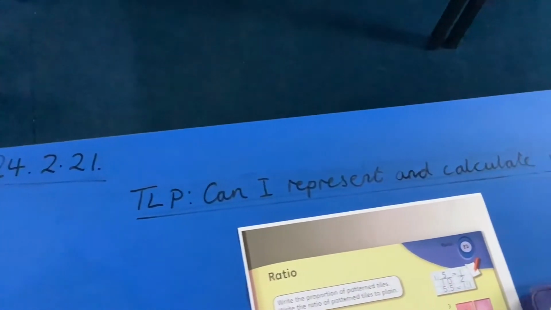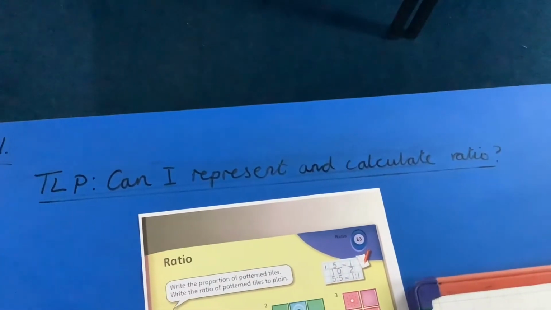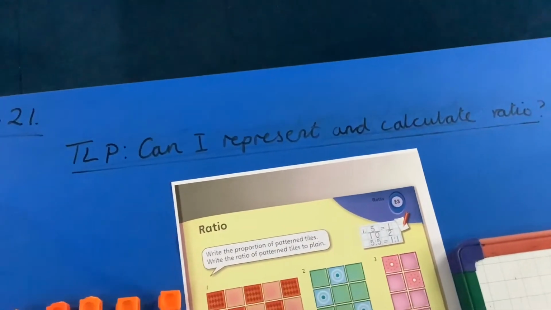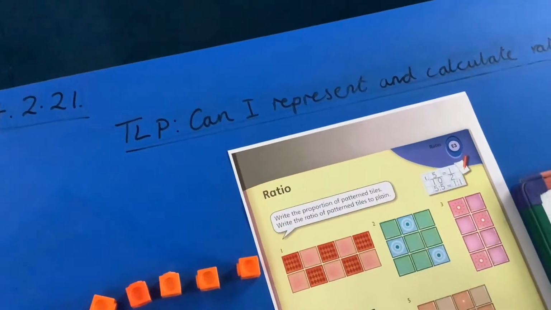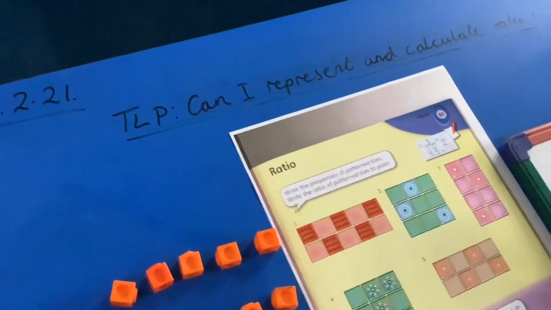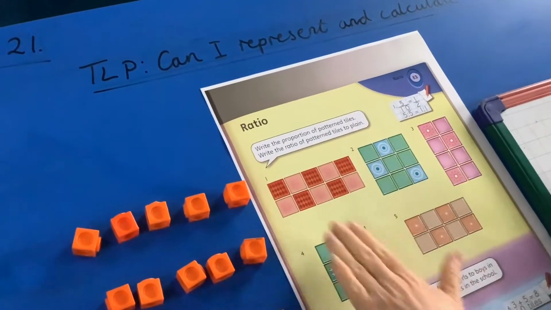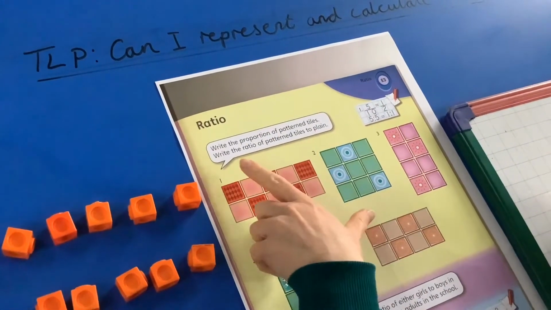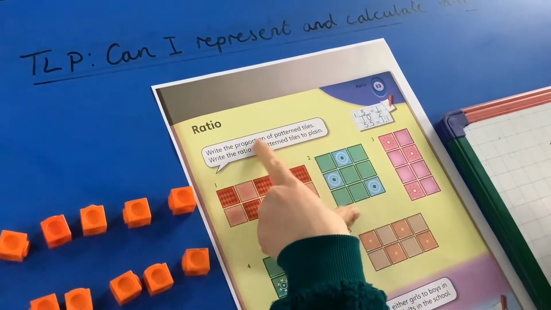Still thinking about ratio, a little bit more practice. The thing with ratio, it goes from being quite easy to being a little bit tricky quite quickly. So that's why we're doing plenty of practice. First of all, we've got a little bit more of the same of what we've been looking at. This time it's tiles, and they want the proportion of patterned tiles.